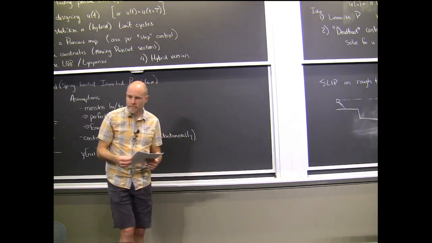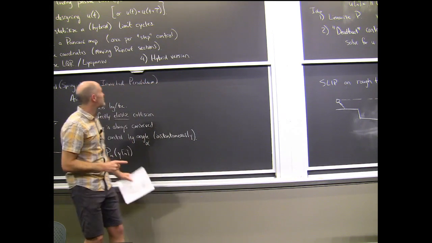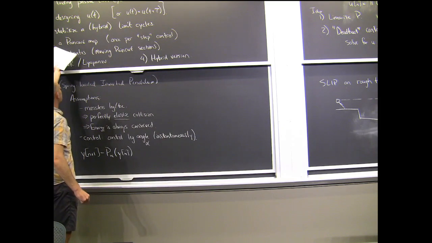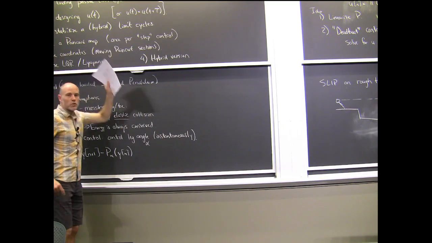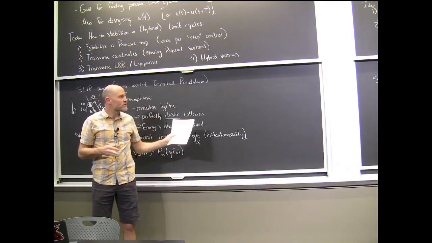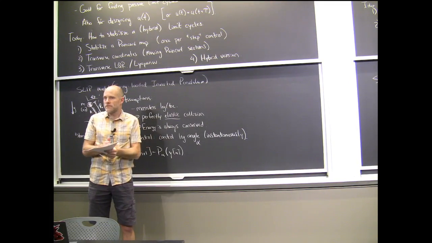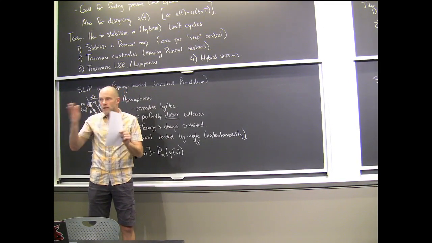All right. So that's one idea. That's point one. Okay, good. That's the once per step control. And I want you to understand that I gave a simple example of that for the SLIP model, but that's true of any Poincare map.